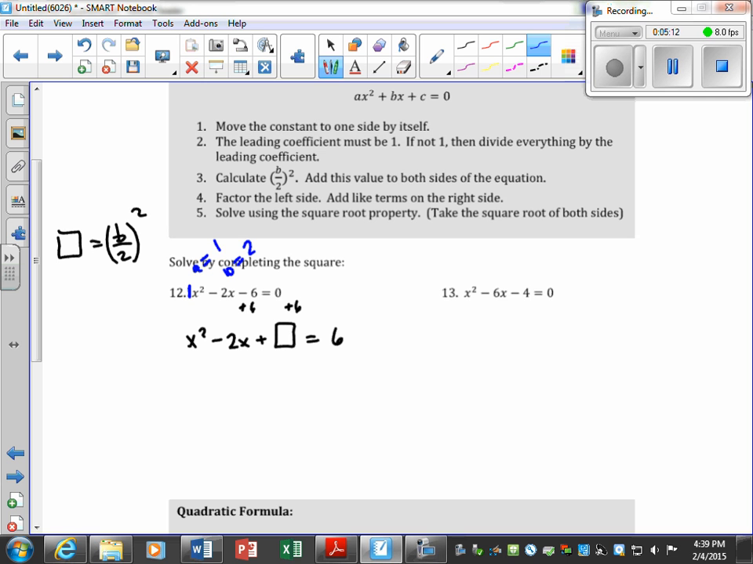B is, in this case, -2. C, in this case, was -6. So when you list these, this is your A, your B, and your C. So when I say take the B term, I'm talking about -2.